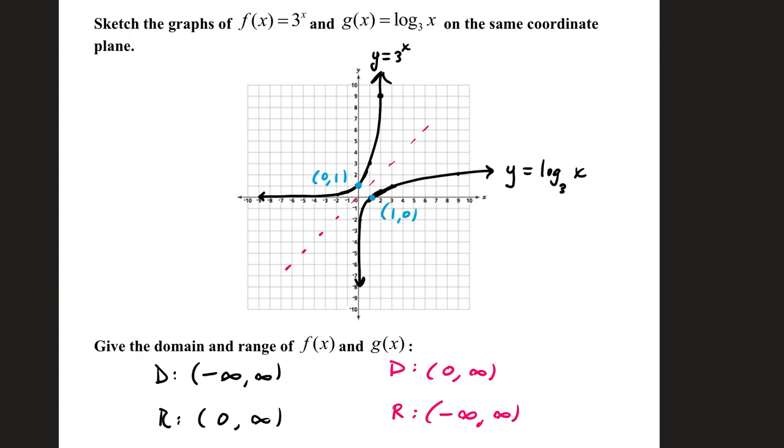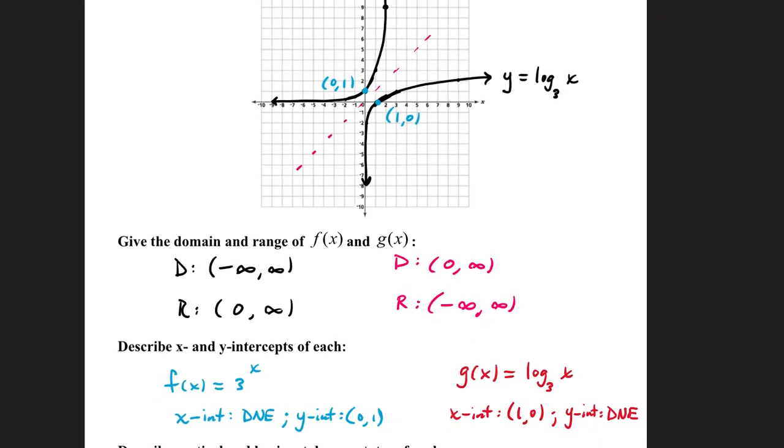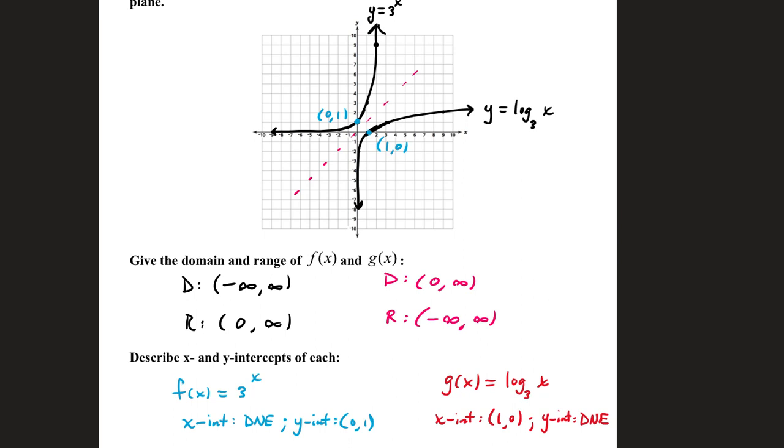Intercepts, that will be next. Our exponential function has a y-intercept at 0, 1. It does not have an x-intercept, does not exist. G of x, which was our logarithmic function, has an x-intercept at 1, 0, but no y-intercept. See how these are reversed? That's true with all inverse functions.